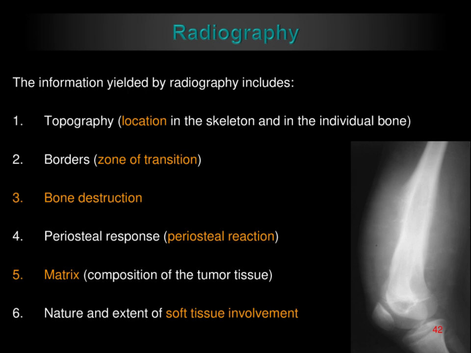The other things that you get to know are the borders of the lesion, that is the zone of transition, whether it is wide or narrow; what kind of bone destruction it is causing, whether it is a permeative pattern or a geographic pattern of bone destruction; and what kind of periosteal reaction it is eliciting, whether it is an interrupted periosteal reaction like a sunburst or onion peel kind of reaction, or whether it is a solid periosteal reaction.